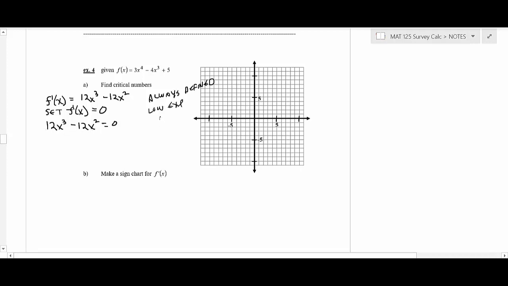So your common factor is 12x to the second. If you're taking out a common factor, work with the biggest. So take a 12x squared out, leave a blank parenthesis. Now fill in the blank. You can do this in your head.